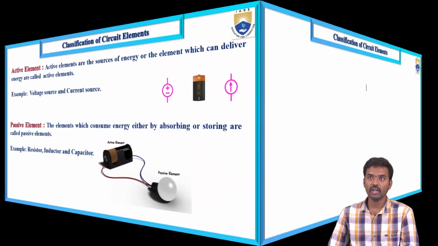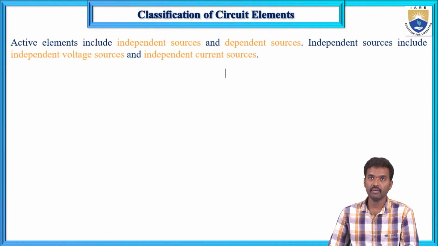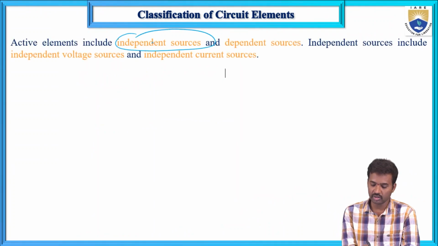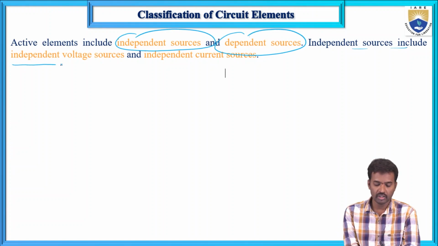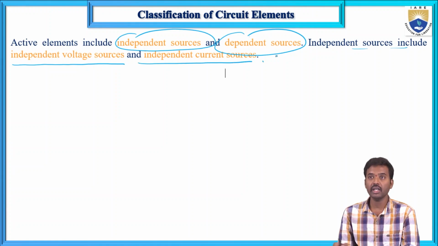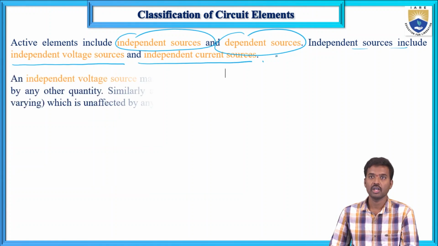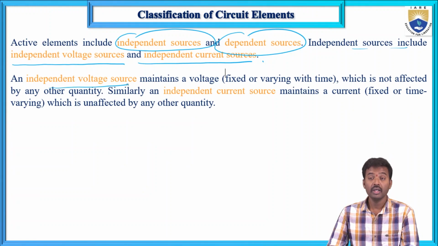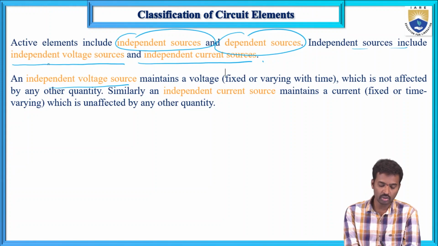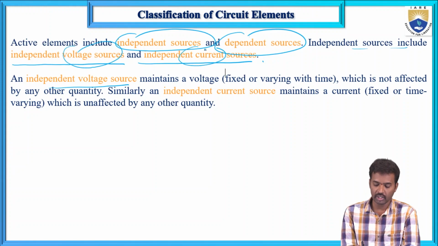Active elements are again classified into independent sources and dependent sources, and independent sources are again divided into independent voltage sources and independent current sources. What do we mean by an independent source? A source which maintains a constant value for any quantity, and which is not affected by any other quantity, is known as an independent source. These are two types, independent voltage source and independent current source.